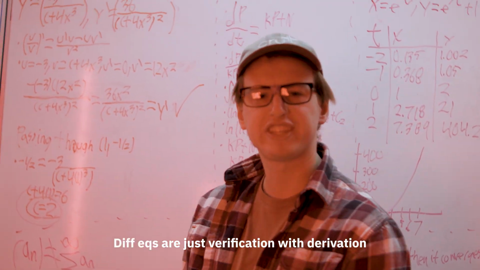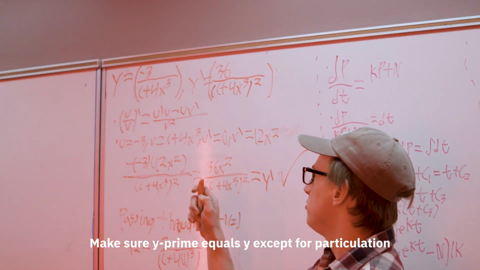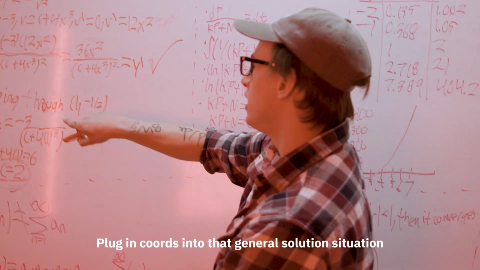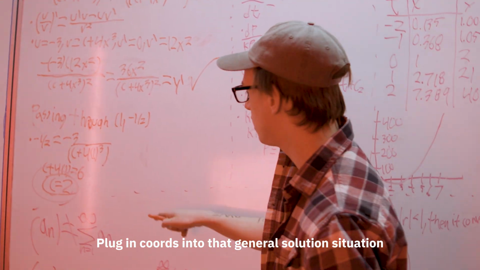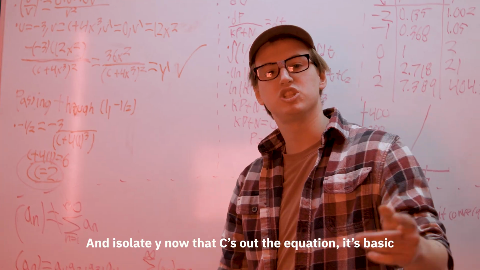Diffy Qs are just verification with derivation. Make sure y prime equals y except for particulation. Plug in coords into that general solution situation, and isolate y until it sees that the equation is basic.